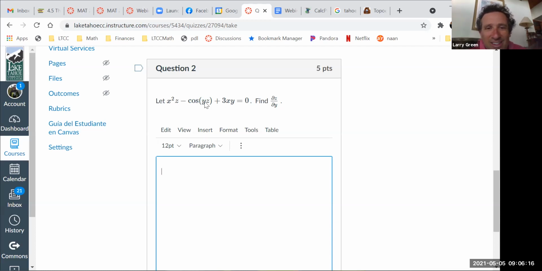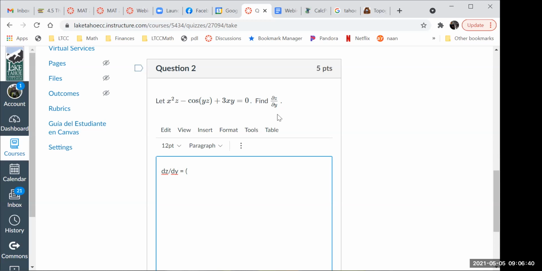So in this case, because we have to do it implicitly, who remembers the formula for del z, del y? I'm going to use d just because it's too hard to type a del. So dz over dy is equal to, do you remember the formula? It's pretty simple. The negative of del f over del y, over del f over del z. The whole thing's negative, and it's a ratio of the partials. Good.